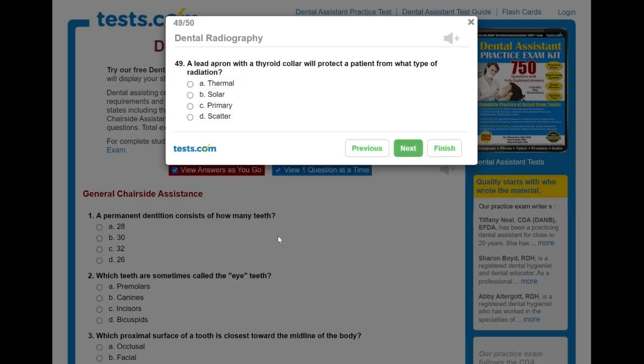Question 49. A lead apron with a thyroid collar will protect a patient from what type of radiation? A. Thermal. B. Solar. C. Primary. D. Scatter.